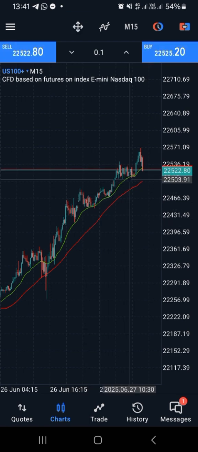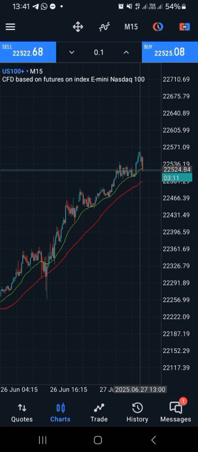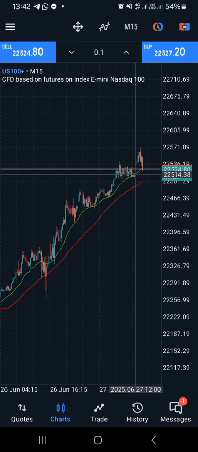Buy, buy, buy. And currently now, you see, price has come down to touch what? The green moving average. It might as well get to the red moving average. We don't know yet. So here now, we can enter for a buy. If it keeps going down, we will enter for another buy here.